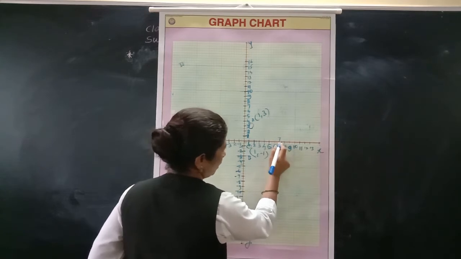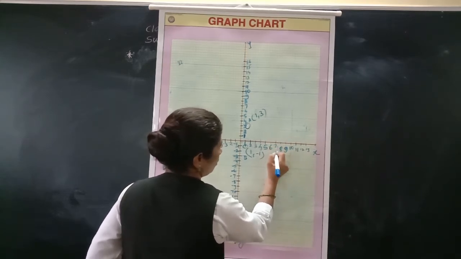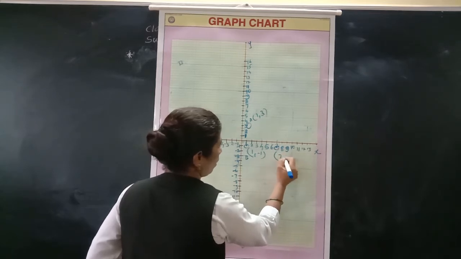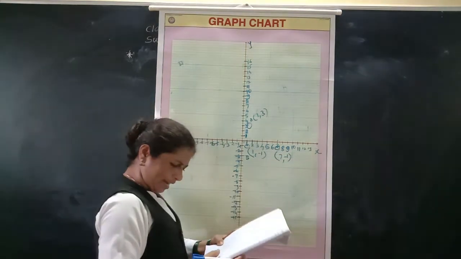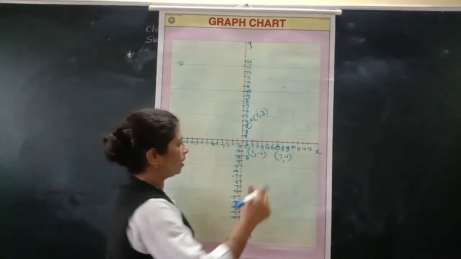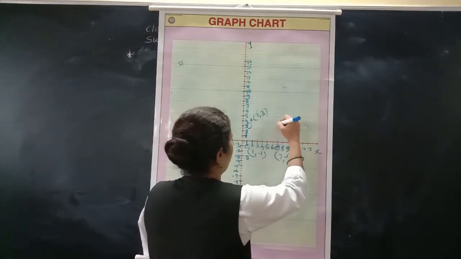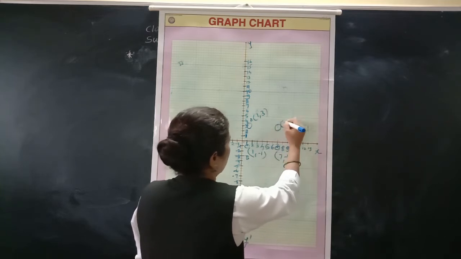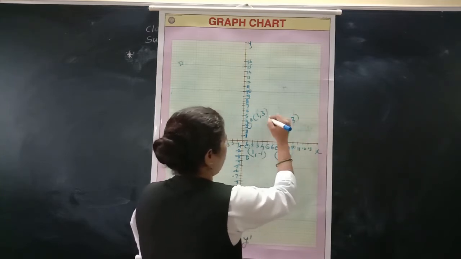So 7 I will write here. The point will come here, right? 7 comma minus 1. And D (7, 3). D (7, 3) means your point will come here. 7 comma 3. This is the point D.